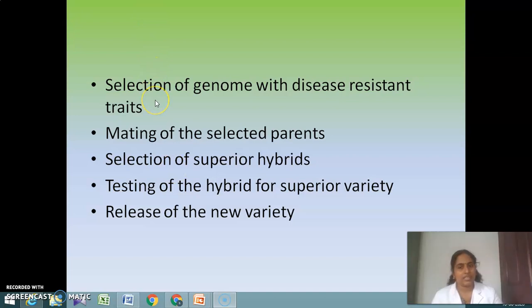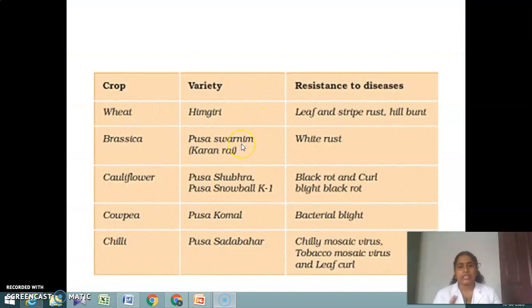I will show you the steps. So what are the steps? Selection of genome with disease resistant trait, mating of selected parents, selection of superior hybrids, testing of the hybrid for superior variety, release of new variety. All other steps are same. But while you are writing, don't forget to mention selection of genome with disease resistant trait. Clear? And this is a table.